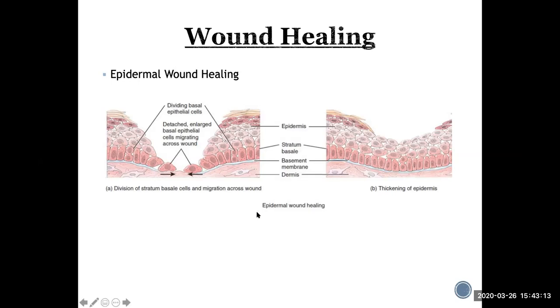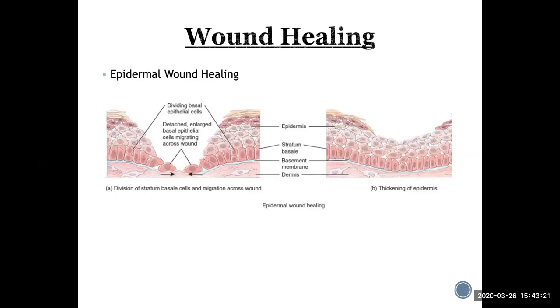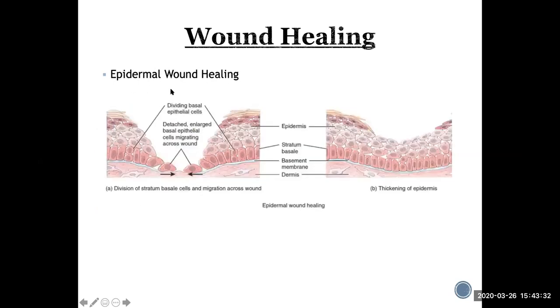There are 2 different types. There's epidermal wound healing. This picture is actually on page 169 of your textbook. And then there is deep wound healing. So there are wounds that affect only the epidermis, and then wounds that go deeper than the epidermis, extending down into the dermis.